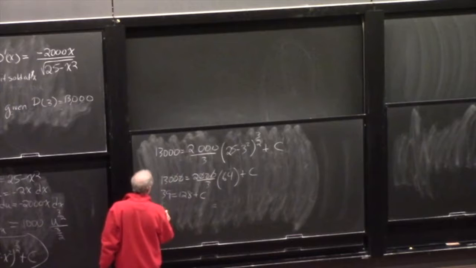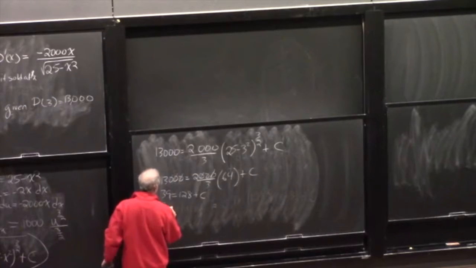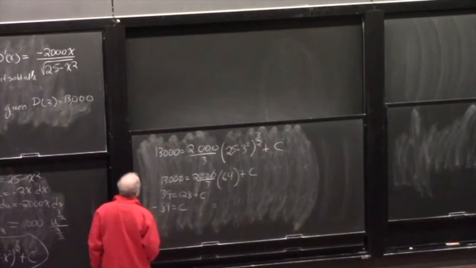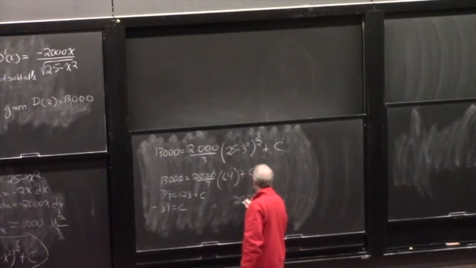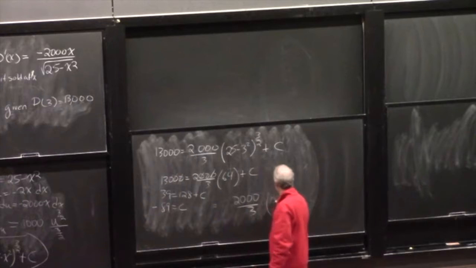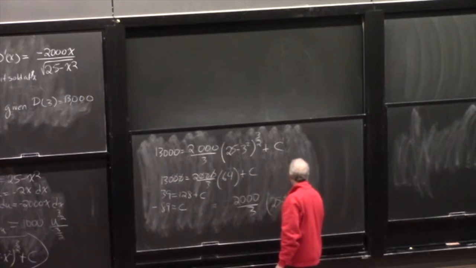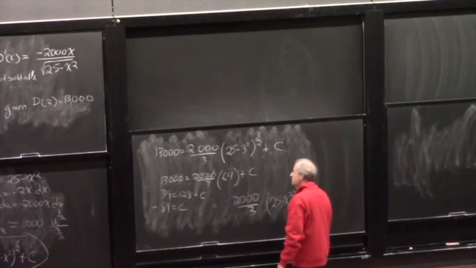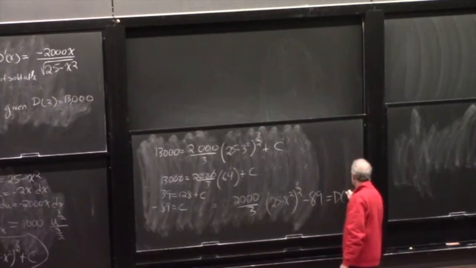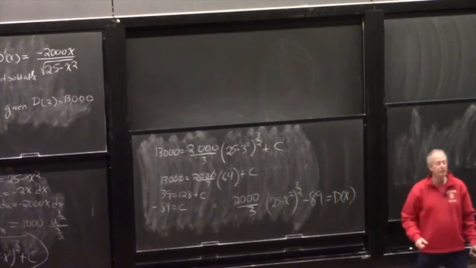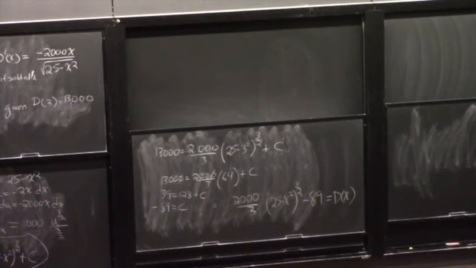So you get c equals negative 89. So the function becomes 2,000 over 3, (25 minus x squared) to the 3/2 minus 89, and that's your demand. Isn't that fun? So how many of you got all the way to the end?